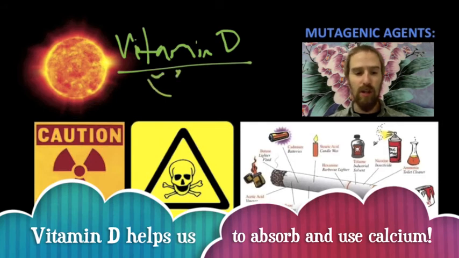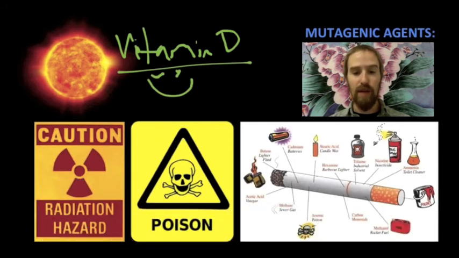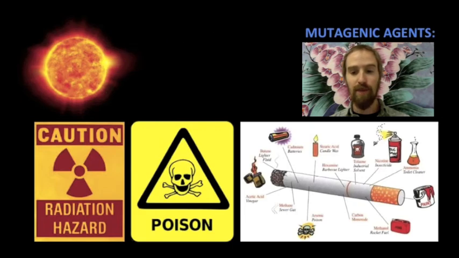That's why it's important to wear sunscreen or protective clothing if you plan to be out in the sun for prolonged periods of time, so as to limit your exposure to potentially mutagenic radiation. But radiation can come from other sources too.